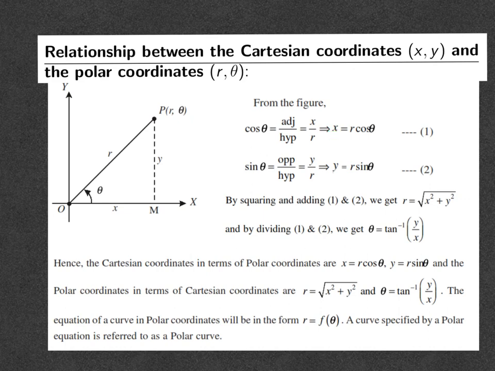Also, by squaring both sides of equation 1 and equation 2, we get x square plus y square on one side, and on the other side r square cos square theta plus r square sin square theta. If you take r square common, cos square theta plus sin square theta becomes 1. So we have r square is equal to x square plus y square. From that you can easily write r is equal to square root of x square plus y square. And also if you divide equation 2 by equation 1, we get y by x is equal to r cancelled, sin theta by cos theta, which is tan theta. So when tan theta is equal to y by x, theta can be written as tan inverse y by x. So these convert polar coordinates to Cartesian coordinates.